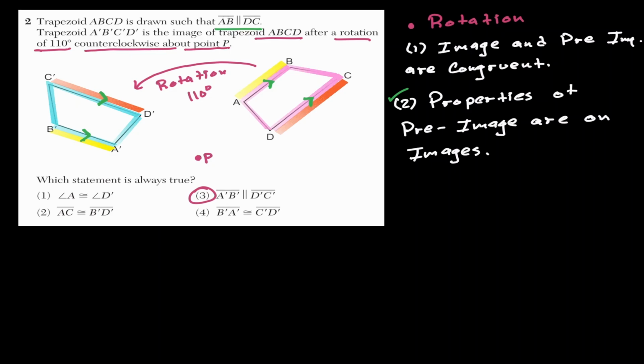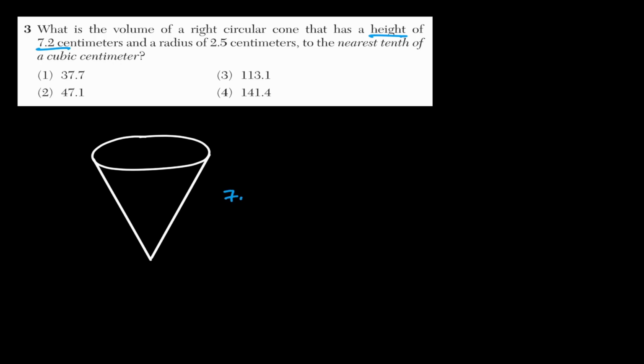Let's take a look at question 3. In question 3, we're interested in the volume of a right circular cone that has a height of 7.2 centimeters and a radius of 2.5 centimeters. So let's draw this cone. And now let's put down some information. The height was 7.2 and the radius was 2.5.